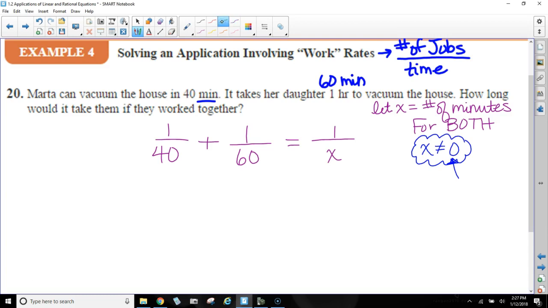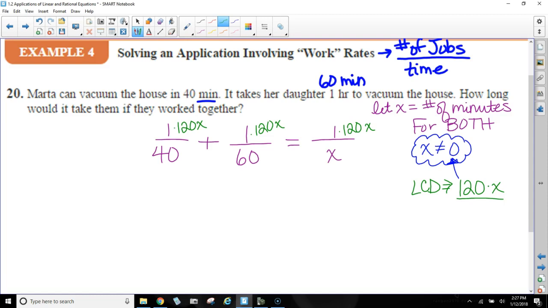Then the next thing we need to consider on these is clearing out the fractions. What's the least common multiple amongst the denominators? We need a quantity that will cancel out 40, 60, and x. So for the 40 and the 60, I believe 120 will work, and then we also have to have an x to cancel that out. So there's our least common denominator. We're going to multiply through all three terms, so times 120x here, times 120x here, and times 120x here.